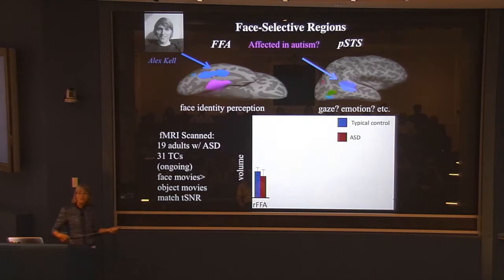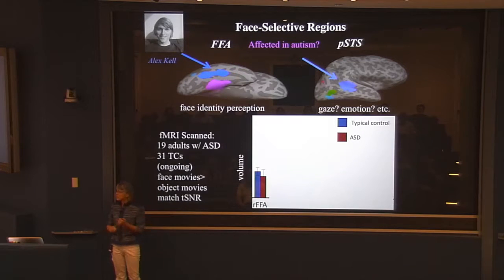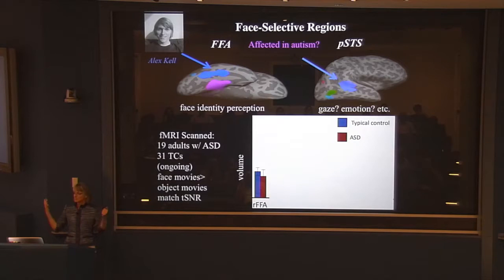This is now the volume of the fusiform face area. You count up the number of voxels in there that reach significance at some fixed threshold. There are other measures that show the same thing, but basically, how big is that region? There's no difference in our typical group and our autism group in the FFA. They all have FFAs just fine, and the FFAs aren't smaller. So the basic region is there.